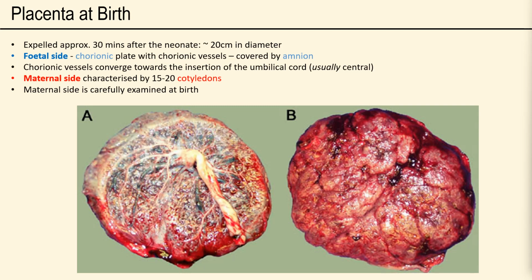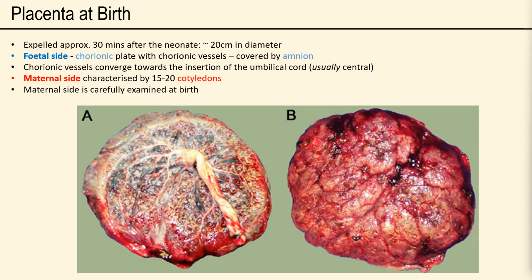Well, the healthy placenta will be approximately 20 centimetres in diameter and will have a centrally inserted umbilical cord, approximately 50 to 60 centimetres in length. If it is too long, the fetus can tangle themselves up in it, and if it is too short, it can make the fetus difficult to deliver.